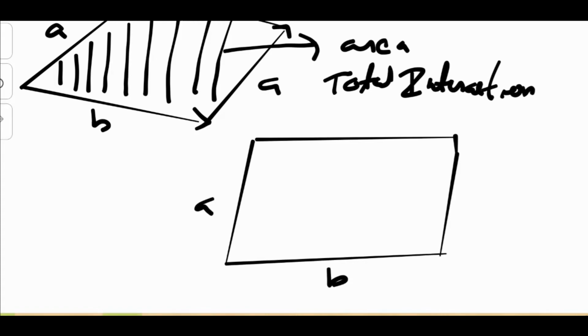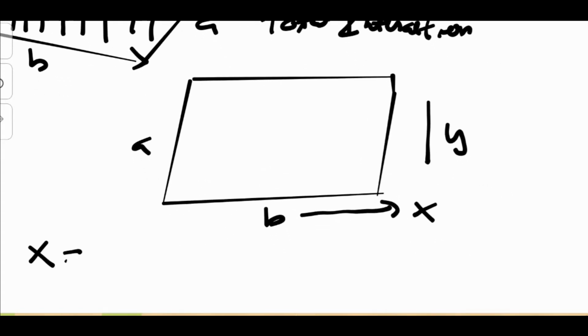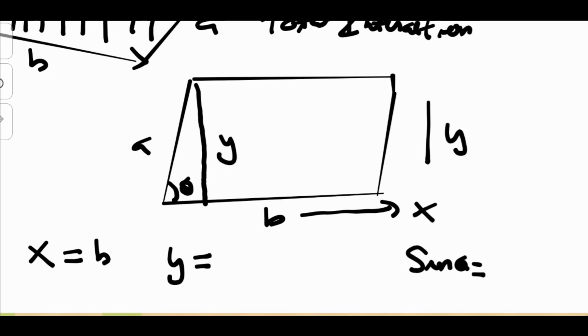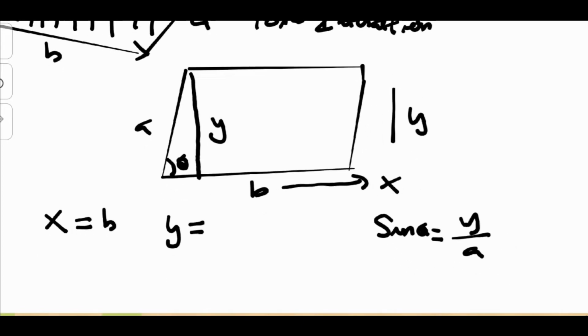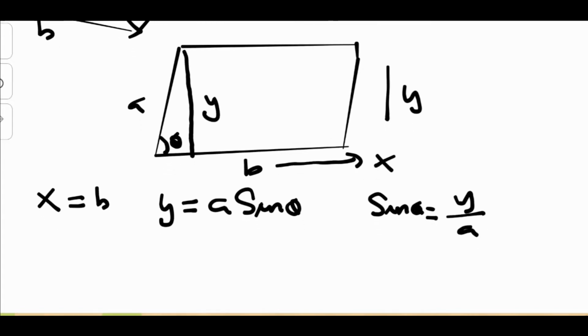You have to find the x component and y component to find the area. So x is just B, and y has to be found. You can take the triangle, and there is the angle theta. So sine theta must be equal to y by A. So y is A sine theta. That's the y component. So the total area will be b times a sine theta, or ab sine theta.